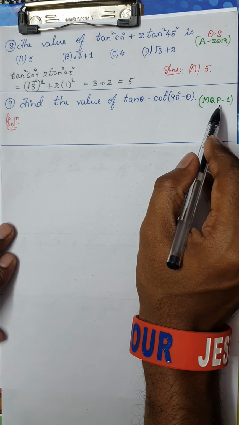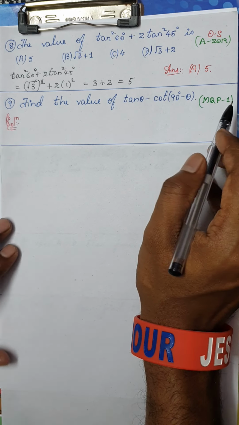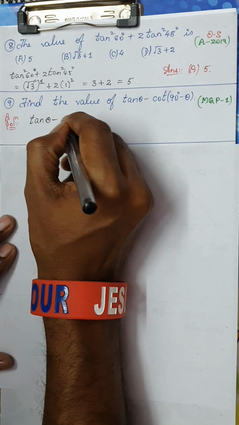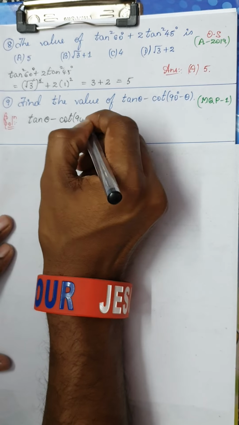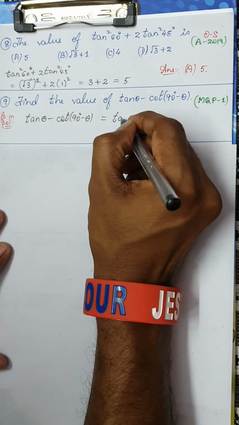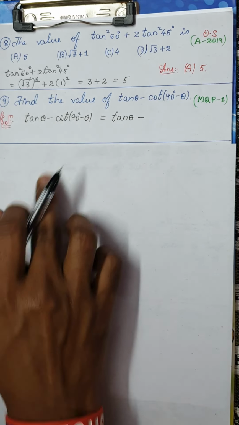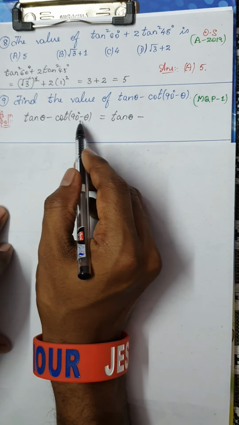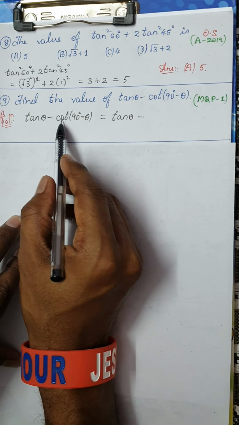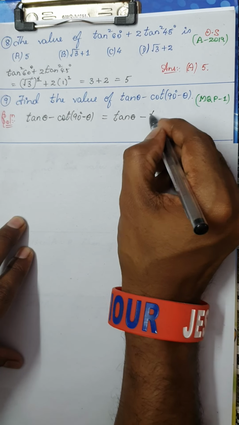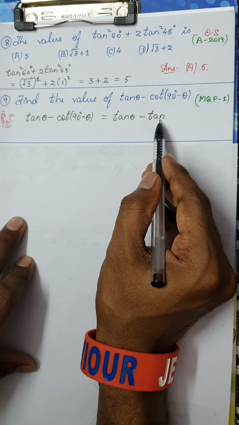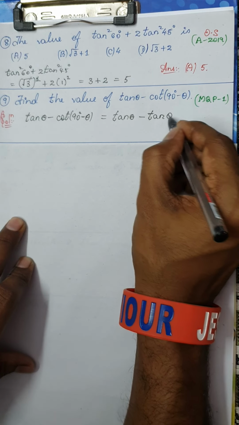So this question was asked in model question paper 1. Consider tan theta minus cot of 90 degrees minus theta. Keep tan theta as it is. Do you remember what cot of 90 minus theta is? It is a complementary angle. Who is the friend of cot? Don't forget it: tan and cot are friends. Complementary angles means tan and cot will share 90 degrees. So cot of 90 minus theta is tan theta.